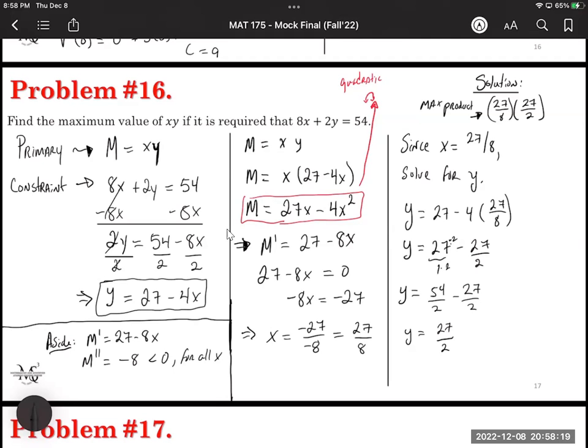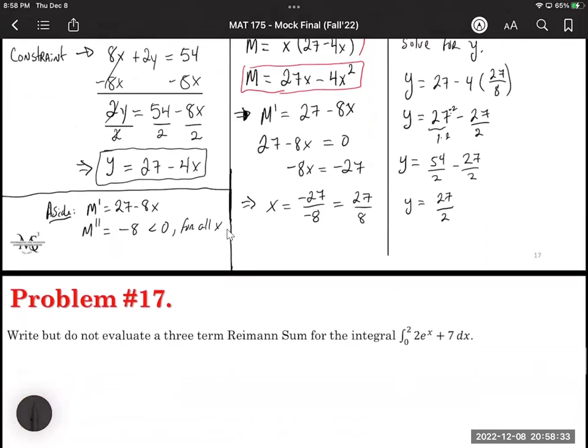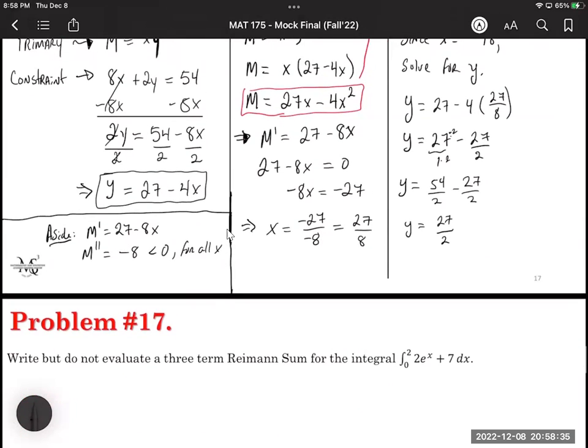Okay. I'm going to move on to problem number 17. So from problem 17 and onwards, we're going to look at basically the beginning of calculus 2 here, right? We're going to start with problem 17, which talks about writing a 3-term Riemann sum for an integral. We're writing this Riemann sum, but just remember that you're not evaluating it. You just got to set it up, okay? You just got to set it up.